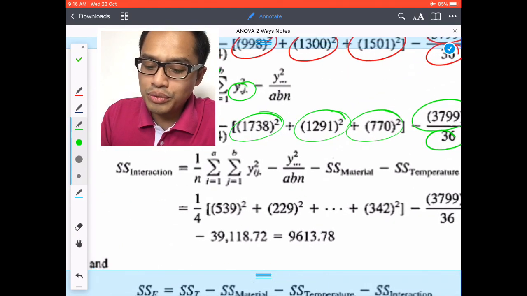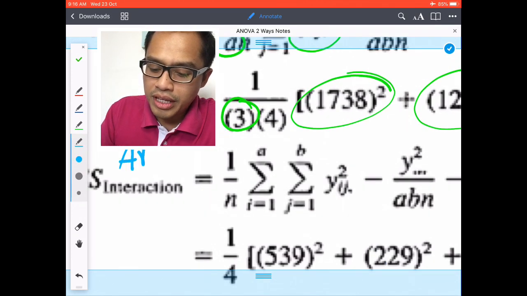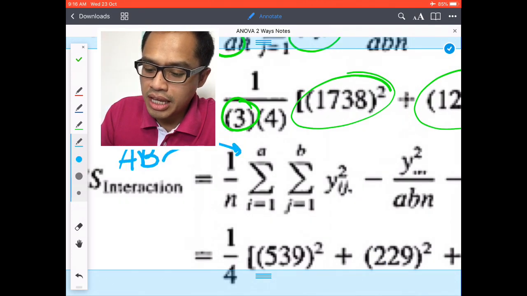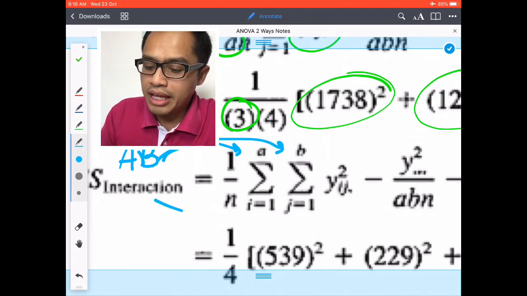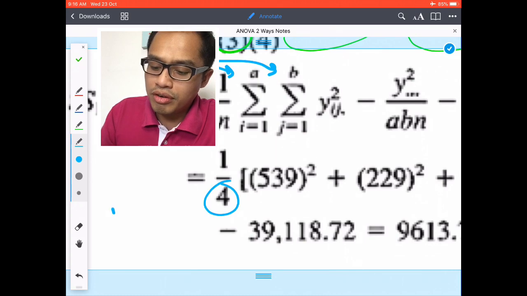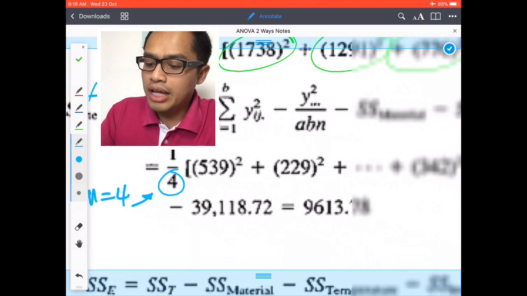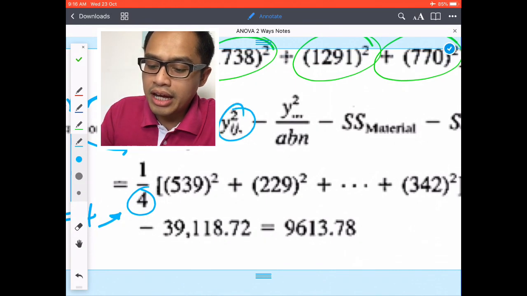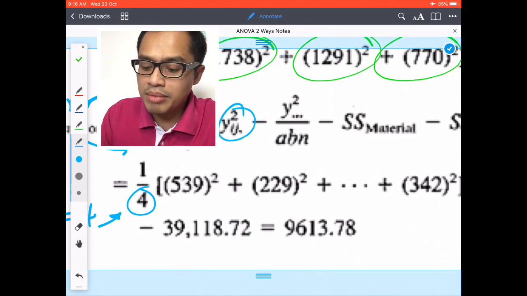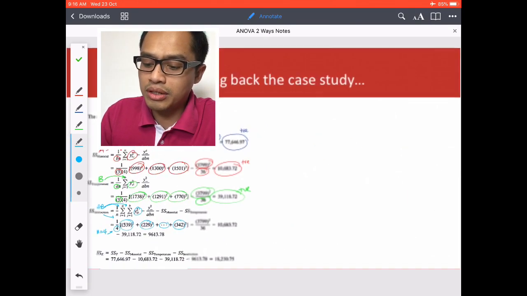So in another two ways, we have interaction. So I give you a light blue. So this is for AB. That's why you see small a and small b there. And this time you have to divide by the replication. You have 4 because n equals 4. That's why you divide by 4. And this is y ij dot. That means these numbers. And you can use dot dot in between.